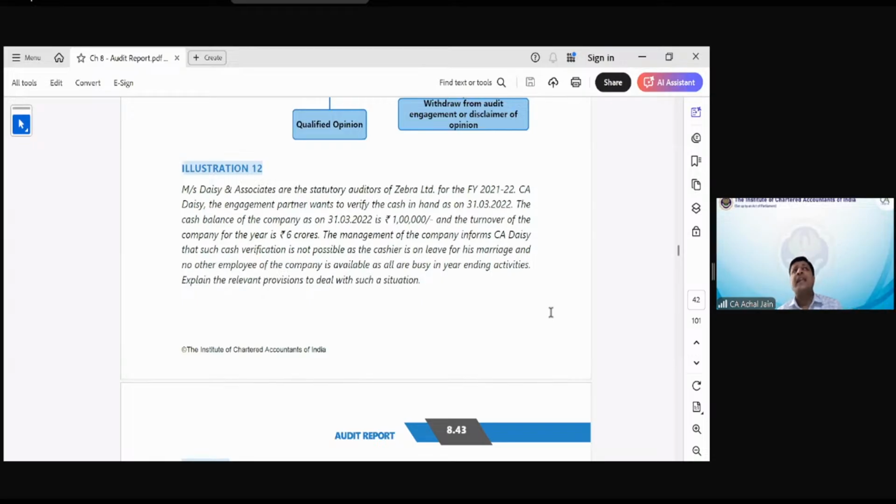In the impact analysis which the auditor will do in this case, we have to understand what the possible impact is going to be. The possible impact is going to be significant. Why? Because cash in hand is considered to be an important item as far as financial statements are concerned.